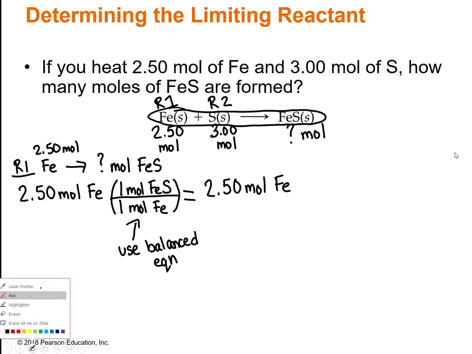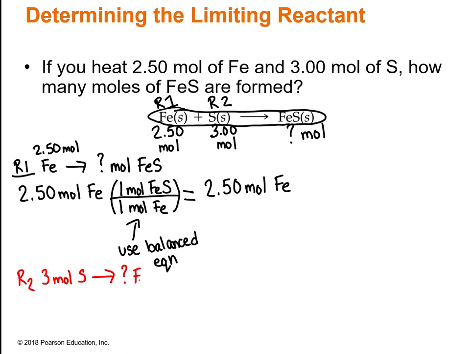Now we have to do reactant two. We're taking 3 moles of sulfur and we're trying to figure out how many moles of iron(II) sulfide we're going to make. What is my mole ratio going to be? Remember, you're using, so not exactly. In this case, if you did that, you'd still get the right answer because the numbers work out. But the mole ratio does not have to be the same because the ratio of sulfur to iron(II) sulfide can be different. So our numbers are the same. It's going to be 1 and 1 again. But the units are different.